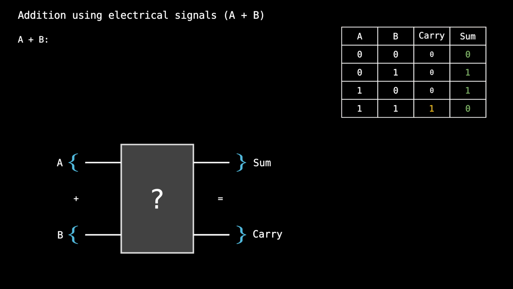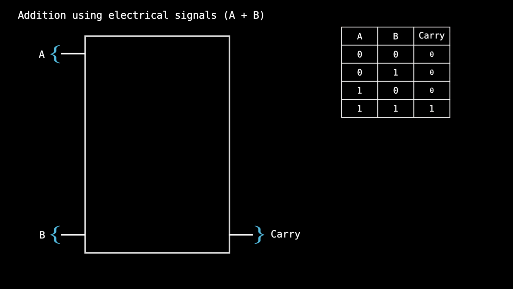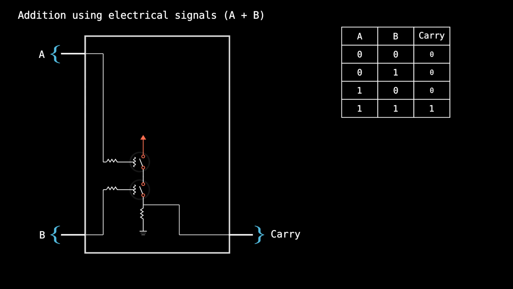We'll first build a circuit only for the carry bit. Now, to get these results that we need, consider the following. If we had two electrically operated switches in series and we connect them to the power supply, then the current will only flow through to the output if both switches are closed. So if we connect A to one switch and B to another switch, then the output will only be 1 if both A and B are 1.